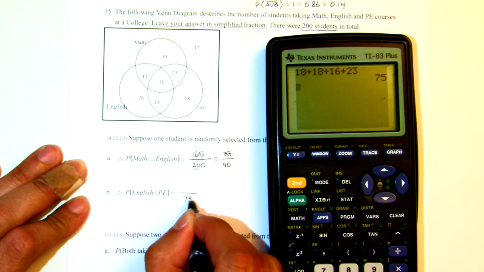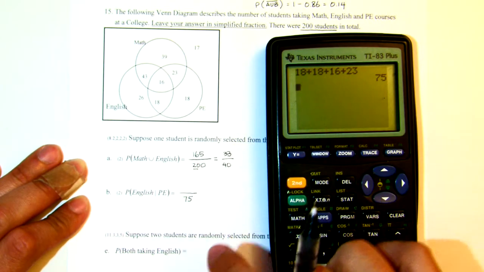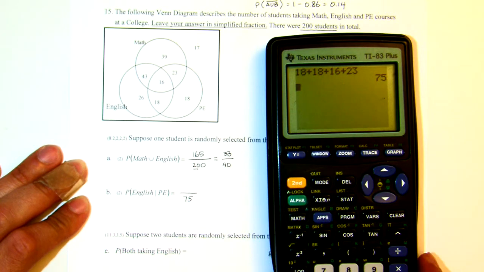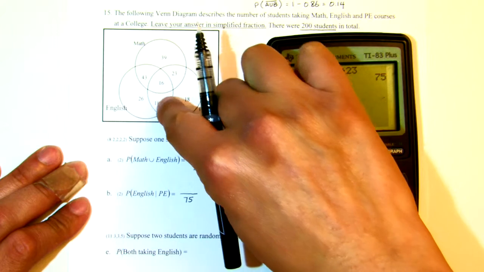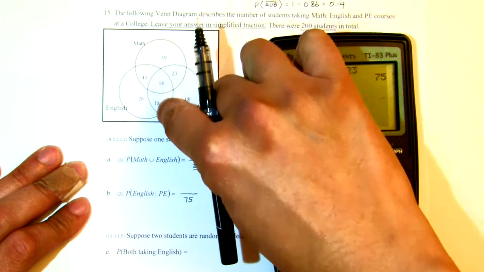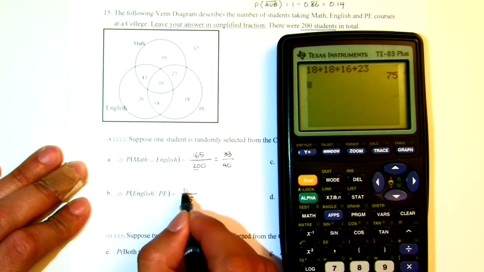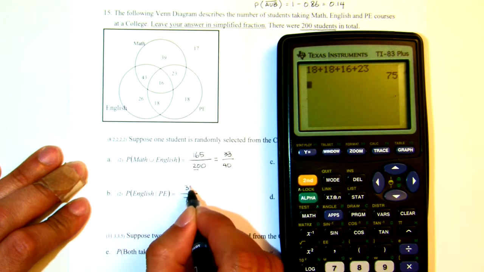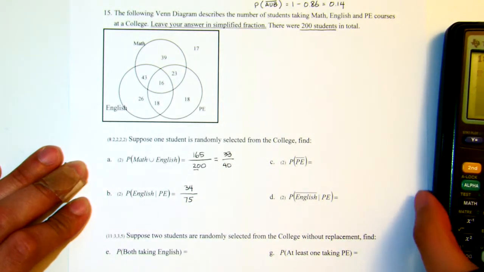There are 75 students. Now, out of those students taking PE class, how many of them are taking English? Out of this PE, the number of students taking English is the sum of these two, which is 34. Okay, I don't think we can reduce that further.